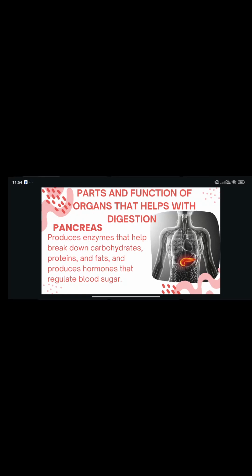And lastly, we have the pancreas. The pancreas produces enzymes that help break down carbohydrates, proteins, and fats, and produces hormones that regulate blood sugar. The pancreas also produces insulin, which helps control blood sugar levels. Before ending my discussion, I want you to watch a video about the parts and functions of the digestive system.